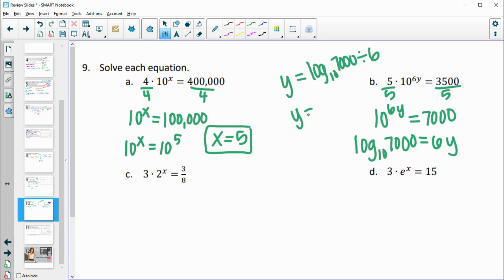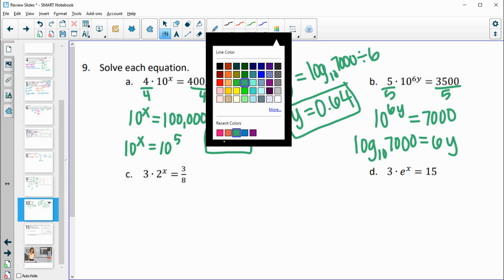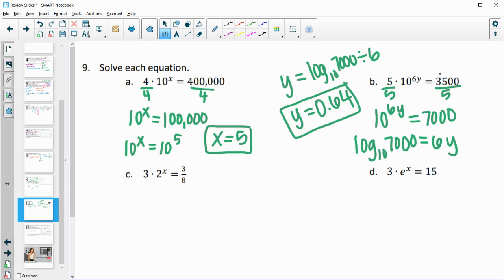And so then you could type this into your calculator and you would get the log base 10 of 7,000 is 3.84, and then divide by 6 and you would get 0.64 approximately. And then you can always plug this back in here to make sure that you didn't do something wrong. So you get back approximately 3,500.